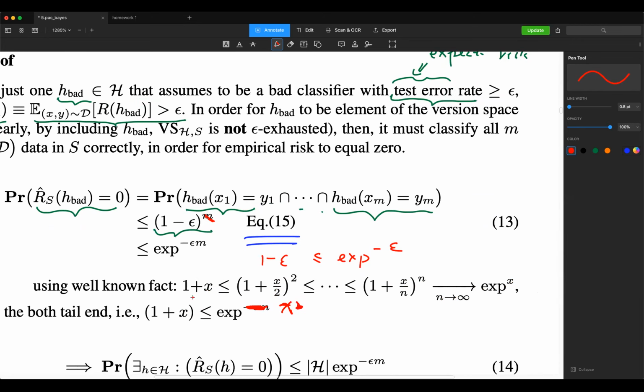So if you let x be minus epsilon, then you have exp raised to the power of minus epsilon, and you raise to the power of n again, it becomes exp of minus epsilon n, sorry. Okay, so that's how you get that.